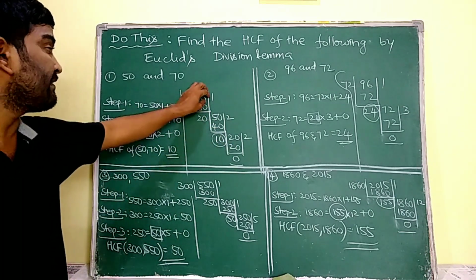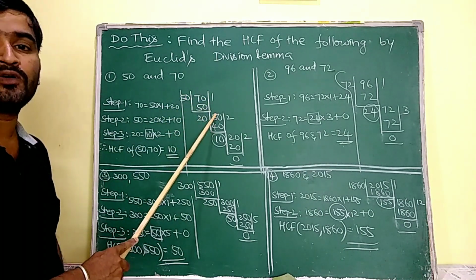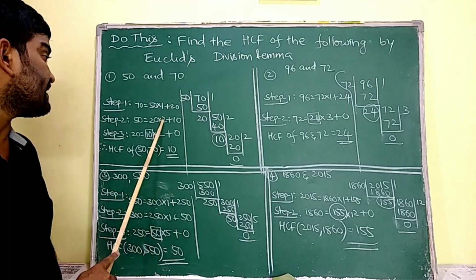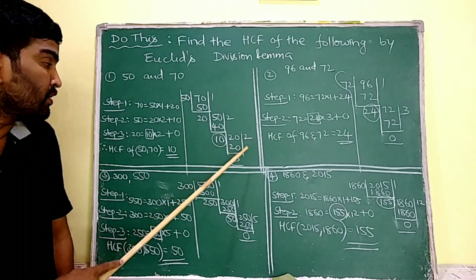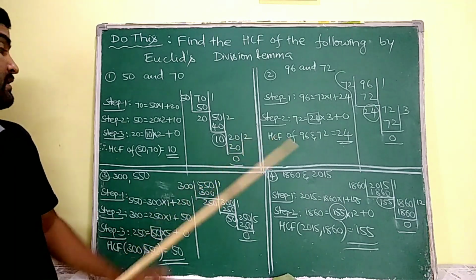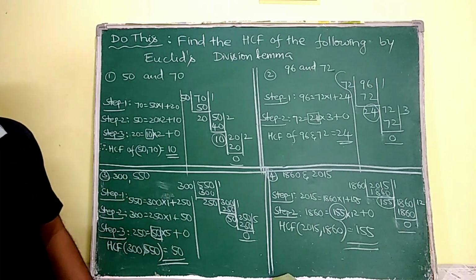So step 1, 70 is equal to 50 into 1 plus 20. And this 50 is equal to 20 into 2 plus 10 is the second step. And the third step is 20 is equal to 10 into 2 plus 0. So here we have to round up this 10. So HCF of this 50 and 70 is 10.